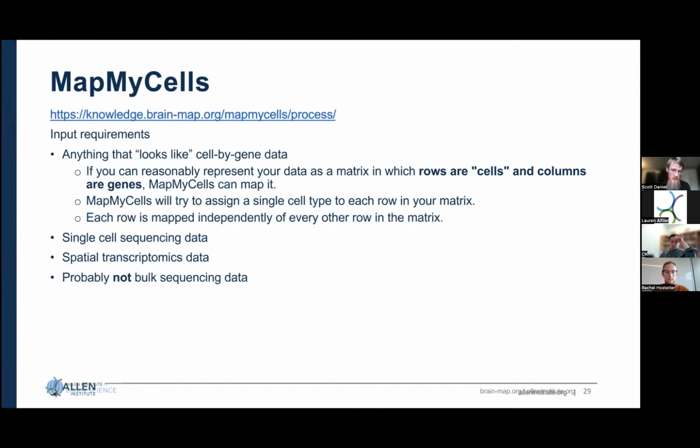I'm saying that for the bulk sequencers out there. There's some debate about whether bulk sequencing data is appropriate for MapMyCells. So as long as you're comfortable with a single cell type assigned to each row in the matrix, go for it. And each row is mapped independently. The mapping that is done on row 1 has nothing to do with the mapping that is done on row 2. So your data can be as heterogeneous as you want it to be, as long as it is a matrix where rows are cells and columns are genes. This means MapMyCells is definitely designed for single cell sequencing data or single nucleus sequencing data. It's definitely designed for spatial transcriptomics data. It might not be designed for bulk sequencing data, given all the caveats I just talked about.